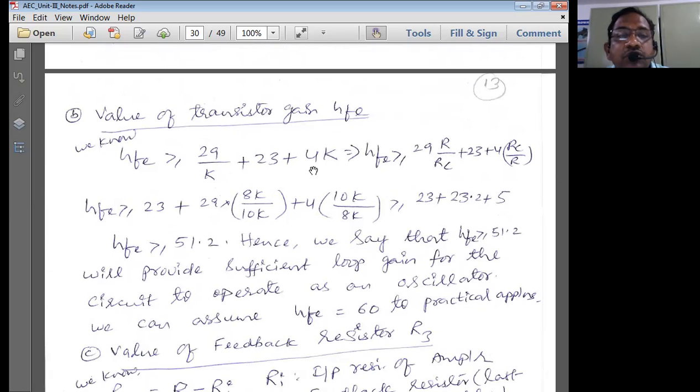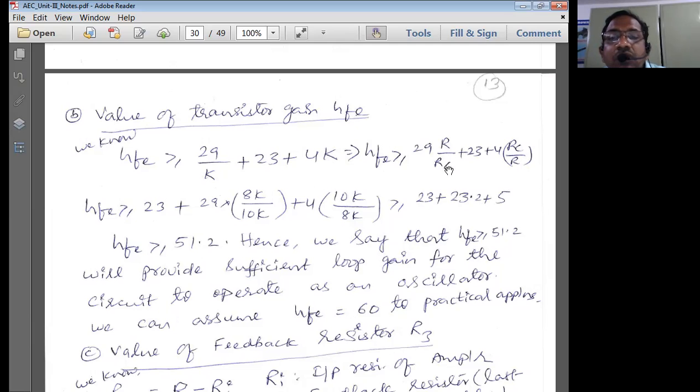You should remember these numericals also, because they are there in the formula altogether. Let us imagine that we know this formula beforehand and we are substituting with this formula. HFE is greater than or equal to 29 into what is K? K is nothing but RC by R. So RC remains in the denominator, R will come in the numerator, plus 23 plus 4K, K is RC by R, I can write.